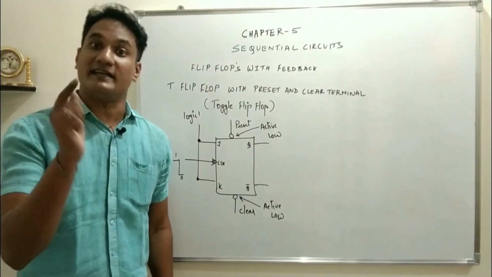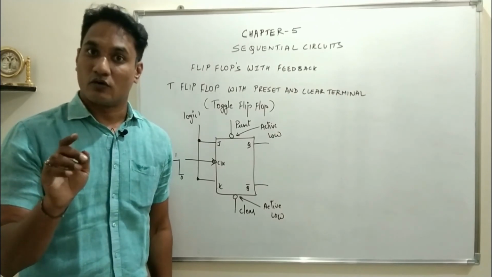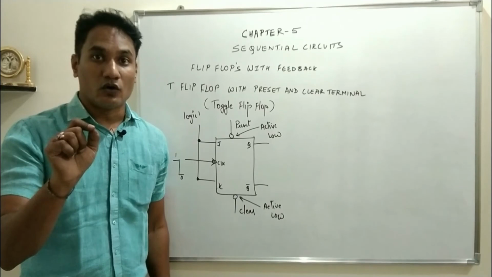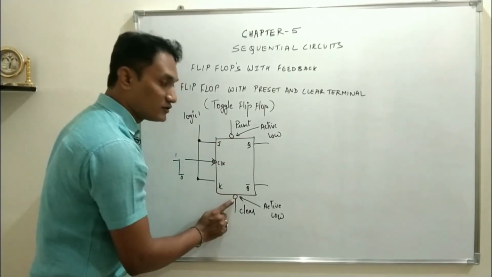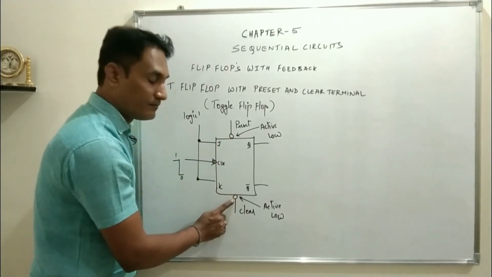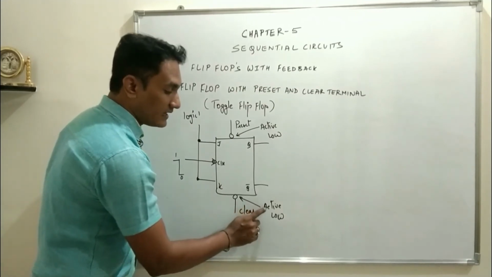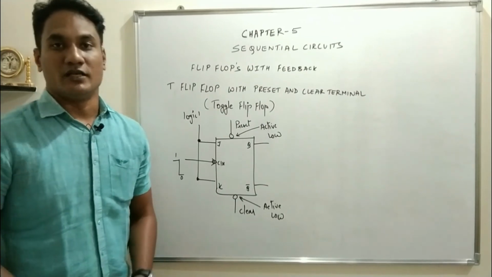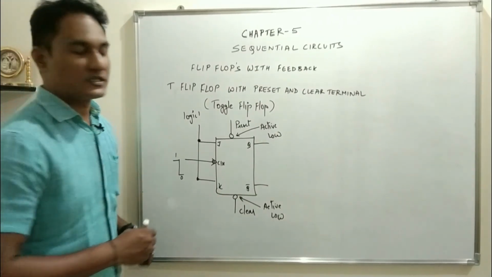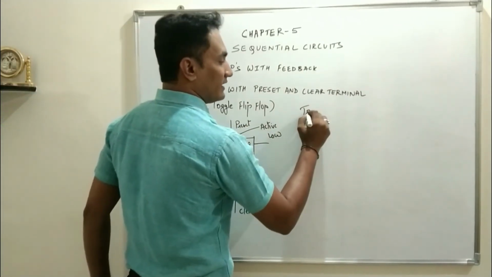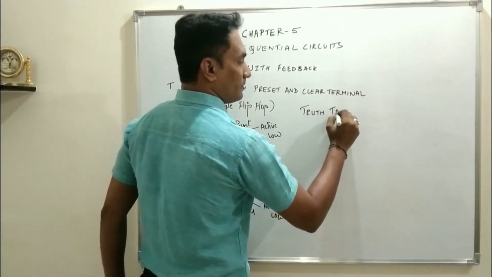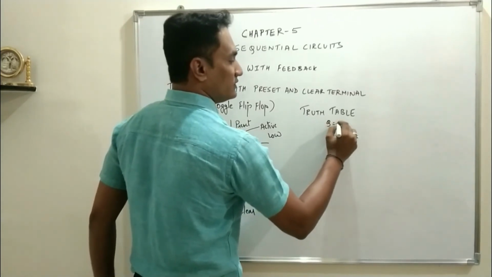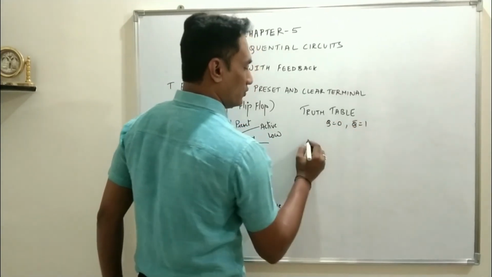And if preset is 1, clear is 0, listen carefully, preset is 1, clear is 0. So out of these two terminals, which one is going to be activated? As clear is 0 and it is active low, this will be activated. Let us try to understand the same thing by using the truth table. It will be much easier for you to understand. Again, I'll start with Q equal to 0, Q bar equal to 1.